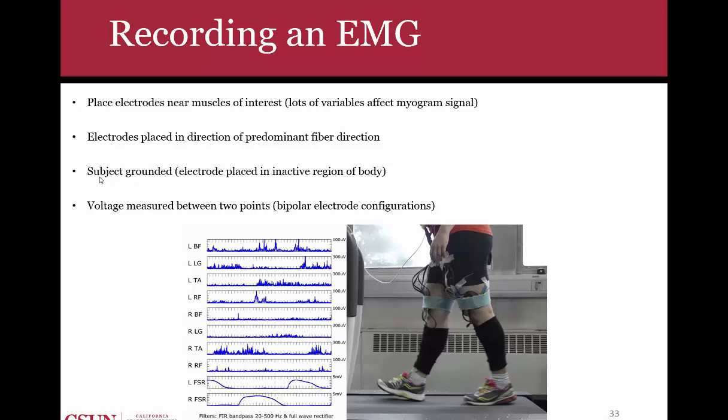Remember that the ground or the reference is supposed to be a fixed voltage from which all other electrode voltages are measured. So that's important as well. So there is a little bit of an art to placing the electrodes and making sure that you get some nice clean waveforms. Here's an example of that.